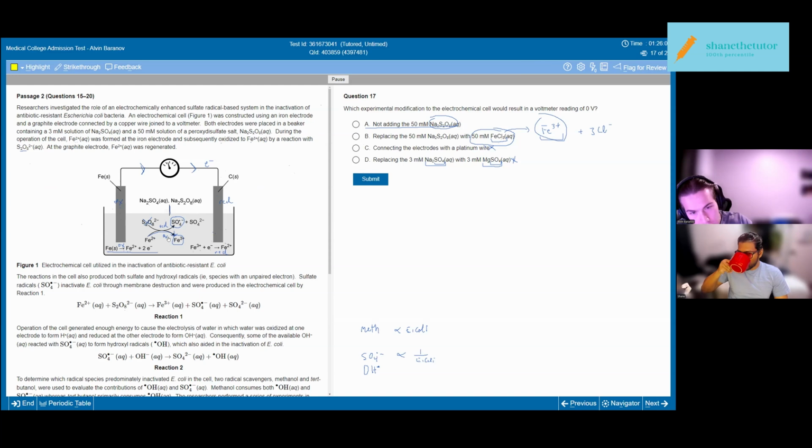And then if you don't add Na2S2O8, I guess the reaction just won't be able to happen at all. Yep. Because unlike B, where we replaced it with something that can still make that redox reaction happen, it seems like we don't have anything to replace it with. So that'll make it so that we don't have a closed circuit.